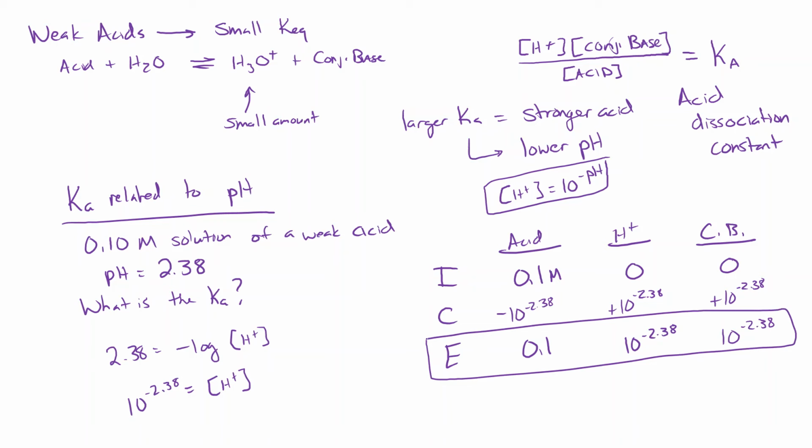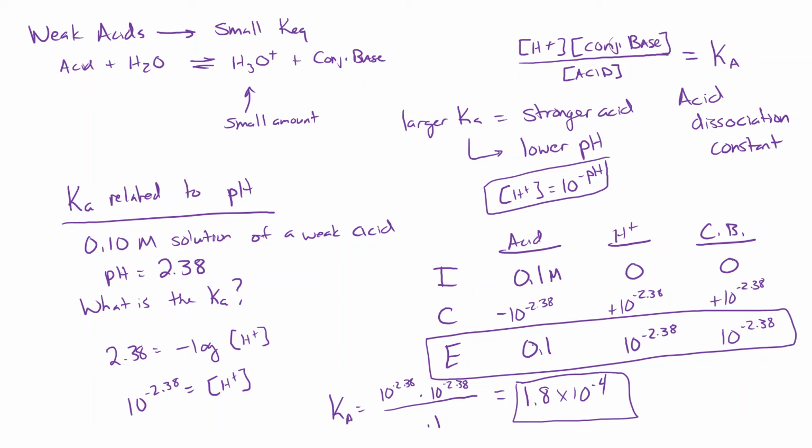And that's what we want because we can plug those into our Ka expression. And so now Ka equals the products, 10 to the negative 2.38 times 10 to the negative 2.38, divided by 0.1. And we plug all that into our calculator and we get a Ka value of 1.8 times 10 to the negative fourth. Okay. So that's our Ka value.